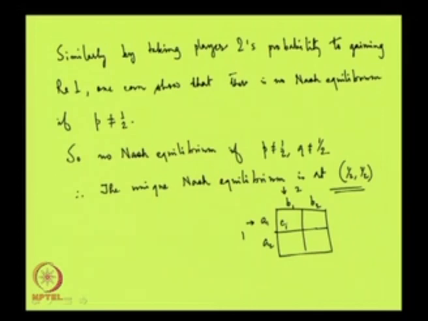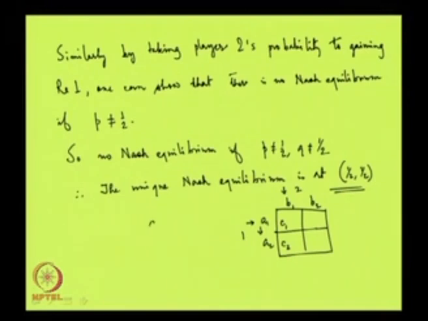Now, the deviation that player 1 can take is to go to A2, and then the outcome becomes A2, B1, and the payoff becomes C2. So, when player 1 is deviating, he needs to consider between C1 and C2. This is not a very difficult task. So, that was the case of pure strategy. But when player 1 has only two actions to choose from and is considering deviation from action A1, there can be an infinite number of deviations, because he can randomize.